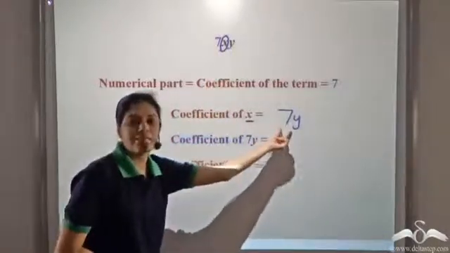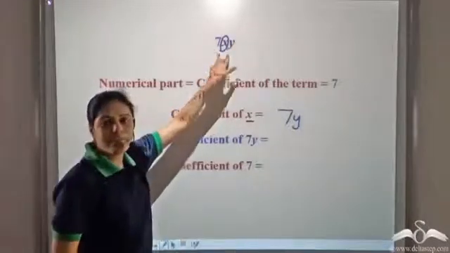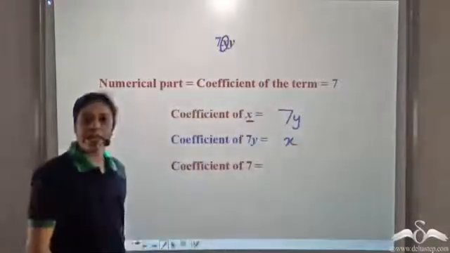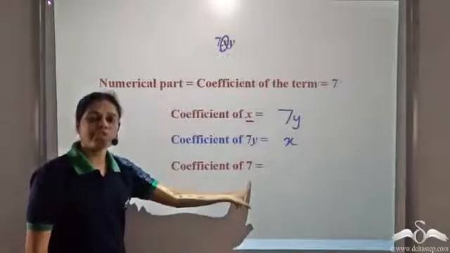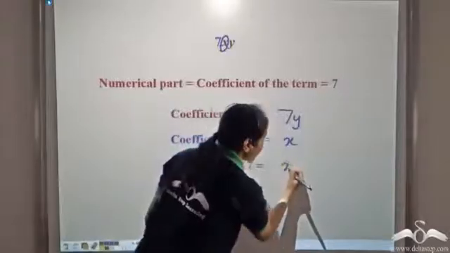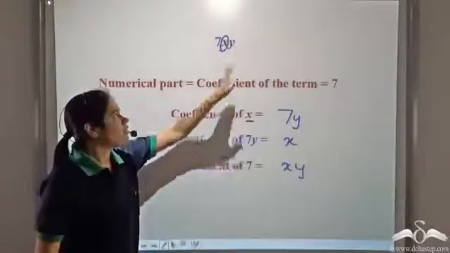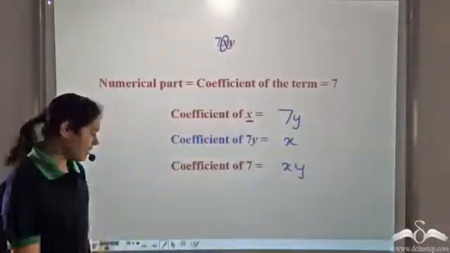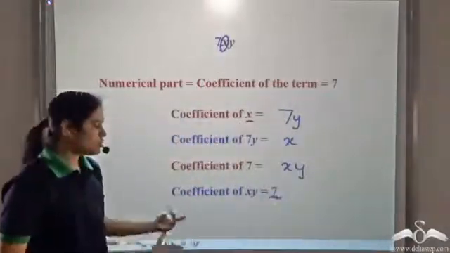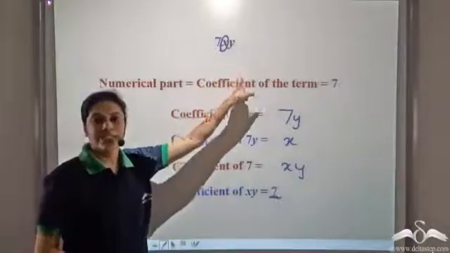That is 7y. What is the coefficient of 7y? Now if we remove 7y, we'll be left with x. So the coefficient of 7y is x. What is the coefficient of 7? If we take out 7, we'll be left with xy. And what will be the coefficient of xy? What is left after removing xy? The coefficient of xy will be 7. So, these are the coefficients of different factors of this term 7xy.